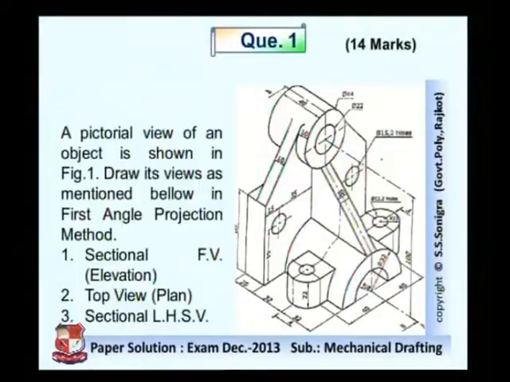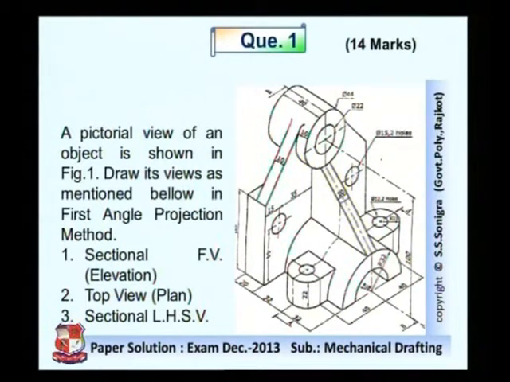A pictorial view of an object is shown in figure 1. Draw its views as mentioned below in first angle projection method. Here a pictorial view of the object is given in this figure, and we have to draw the sectional elevation, that is the sectional front view, the top view, that is the plan, and the sectional left hand side view.